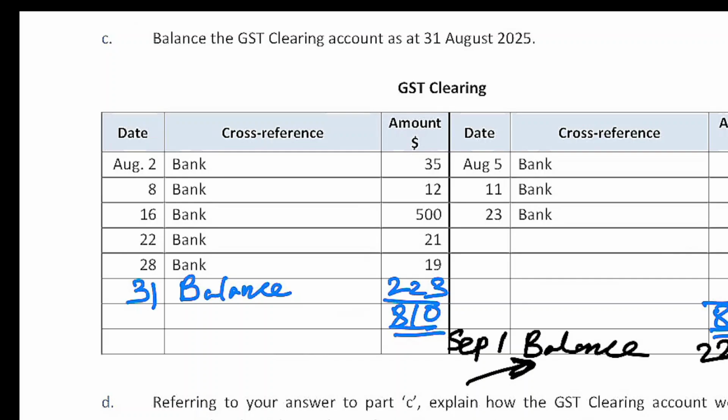Anybody who doesn't understand balancing a ledger account, tell me, I can show you. Because we don't have time to repeat the same thing until November, as we have a lot of things to do. You should know how to balance.